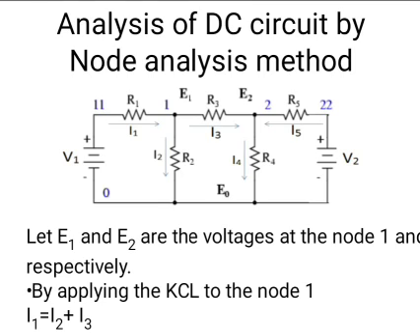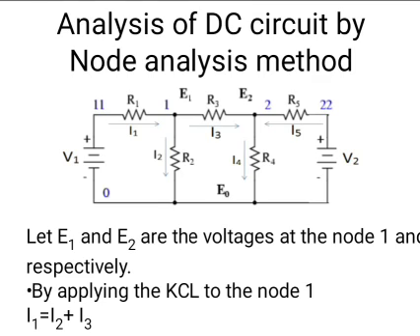One node we have to take as the reference node. In this circuit, I will take the potential of that node, E0, as 0. So E1 and E2 are the significant nodes. We have to calculate the voltages E1 and E2. Once the voltages E1 and E2 are known, we can calculate all the branch currents.